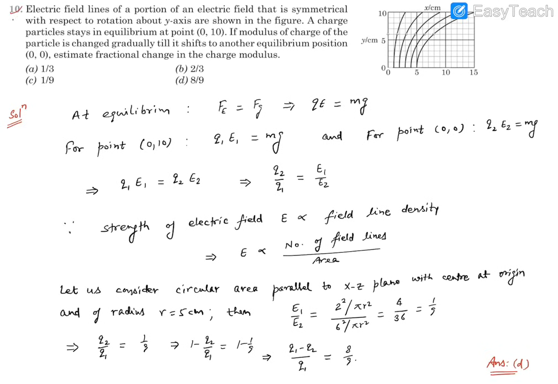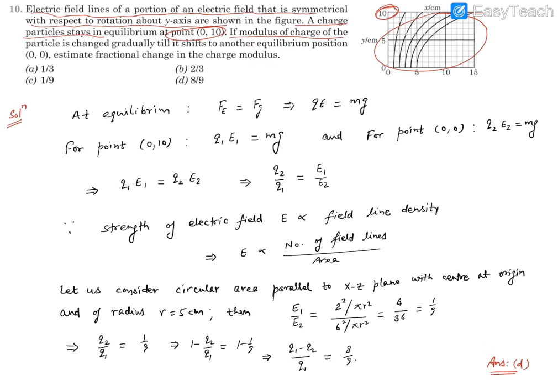Hello, let's consider this 10th problem. It reads: electric field lines of a portion of an electric field that is symmetrical with respect to rotation about the y-axis are shown in this figure. A charged particle stays in equilibrium at point (0, 10), that is this location.